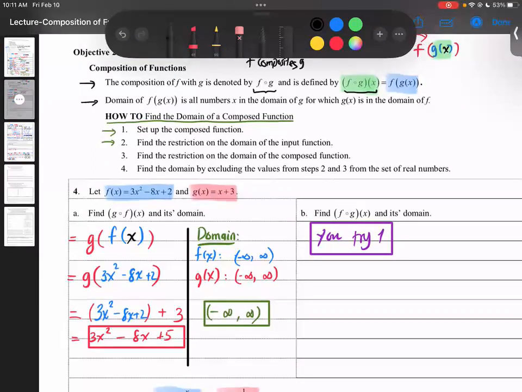And then the last step will be the same thing as the combining function. You draw a number line, and you see where they intersect. So the only thing different in finding the domain between combining function and composite function is step two. Step two is different.